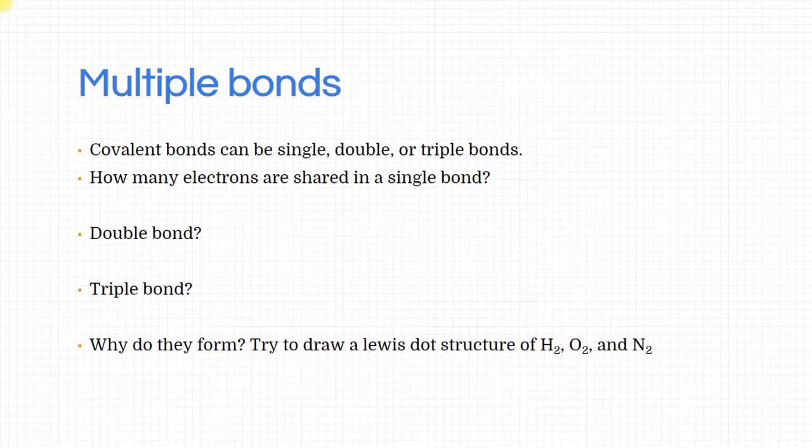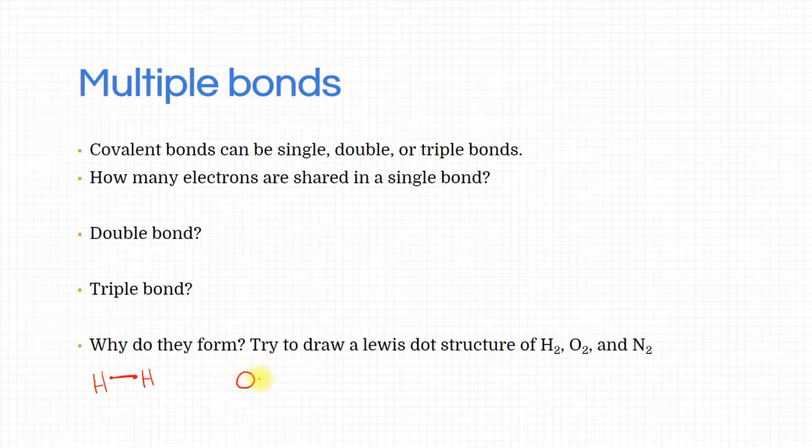Why do double bonds and triple bonds form? That's a hard question to answer, but let's try it out. Hydrogen only has 1 electron each. So the only thing it can do is share those 2 electrons between them in a single bond. It doesn't really have a choice because hydrogen can't handle anything more. It only has 1 proton, so trying to stuff more electrons around it would be really challenging.